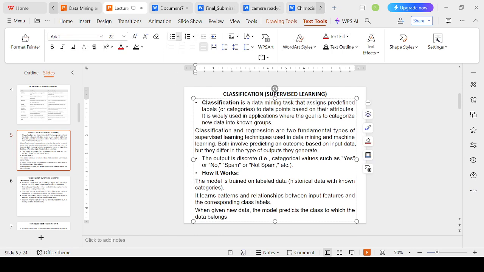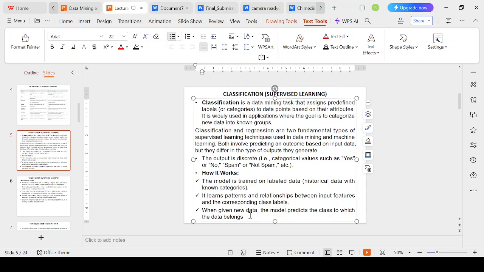So let's critically look at the step. It learns patterns and relationship between input features and the corresponding class label. We talk about the input features and the targets. So when given new data, the model predicts the class to which the data belongs. So after training the model and building it, when new data comes in, that's why I say in machine learning, you automate your prediction.